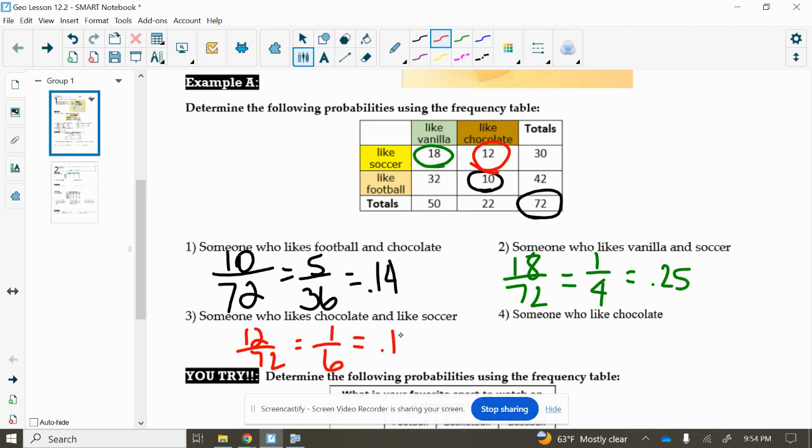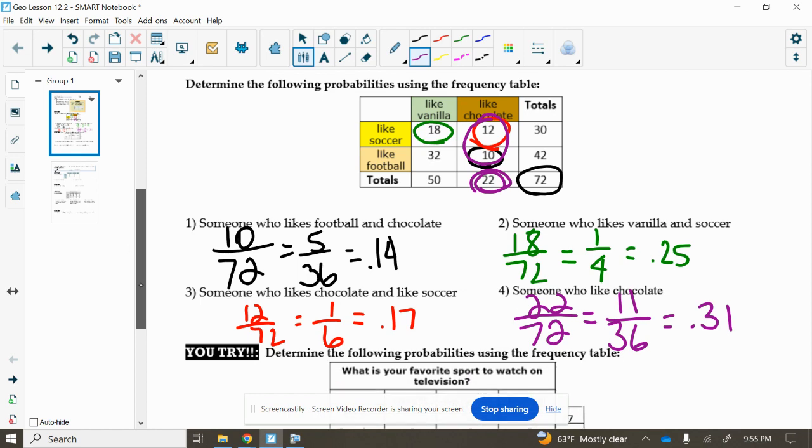And that's about 0.17. And then last but not least, someone who likes chocolate. So we just look here, that's the total at the bottom, summing up both the 12 and the 10. So 22 out of 72 people, which reduces, both divisible by 2. So 11 out of 36, or 0.31 as a decimal.